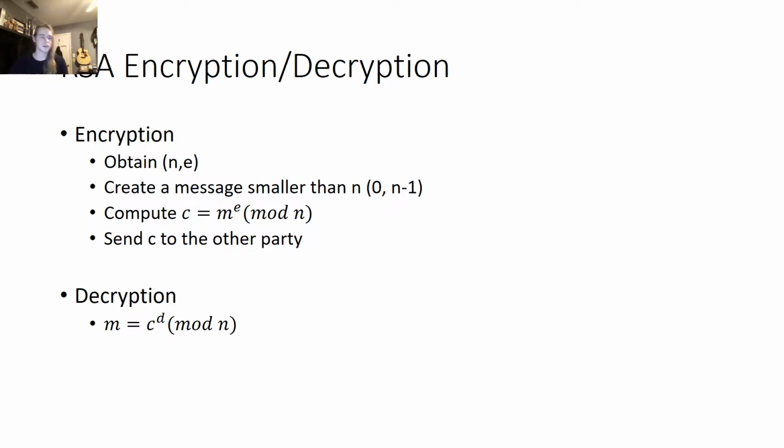For RSA encryption and decryption, we will encrypt our message by first obtaining the public key, and then we will create a message which is smaller than N. We will compute our ciphertext by taking our message to the power of E mod N, and then we will send the ciphertext to the other party. To decrypt it, we will take the ciphertext to the power of our private key D, mod N.